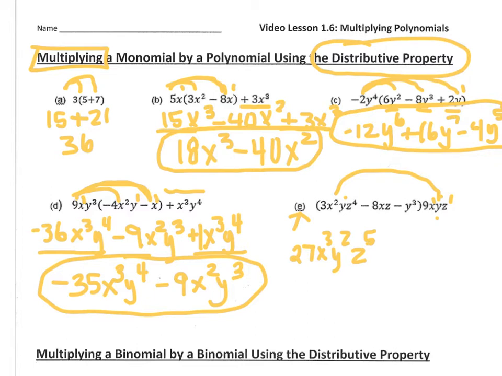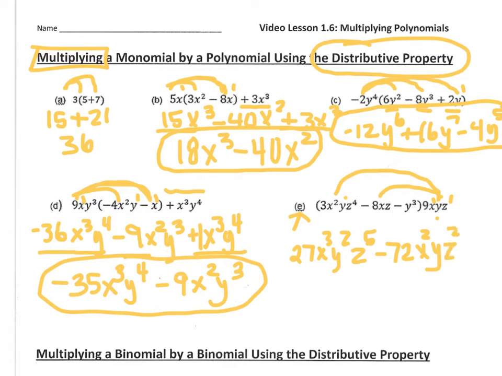Now I'm going to multiply this term on the outside times negative 8xz. 9 times negative 8 is negative 72. X times x is x squared. Y times, oh, there's no y's over here, so that y just remains as y to the first. Z to the first times z to the first is z squared.